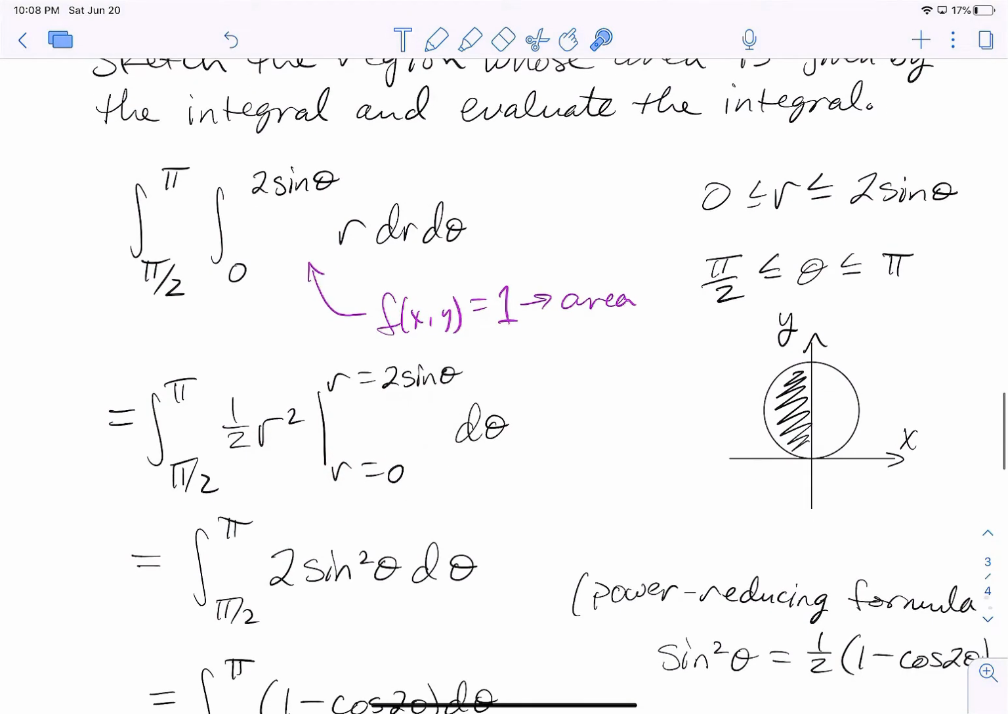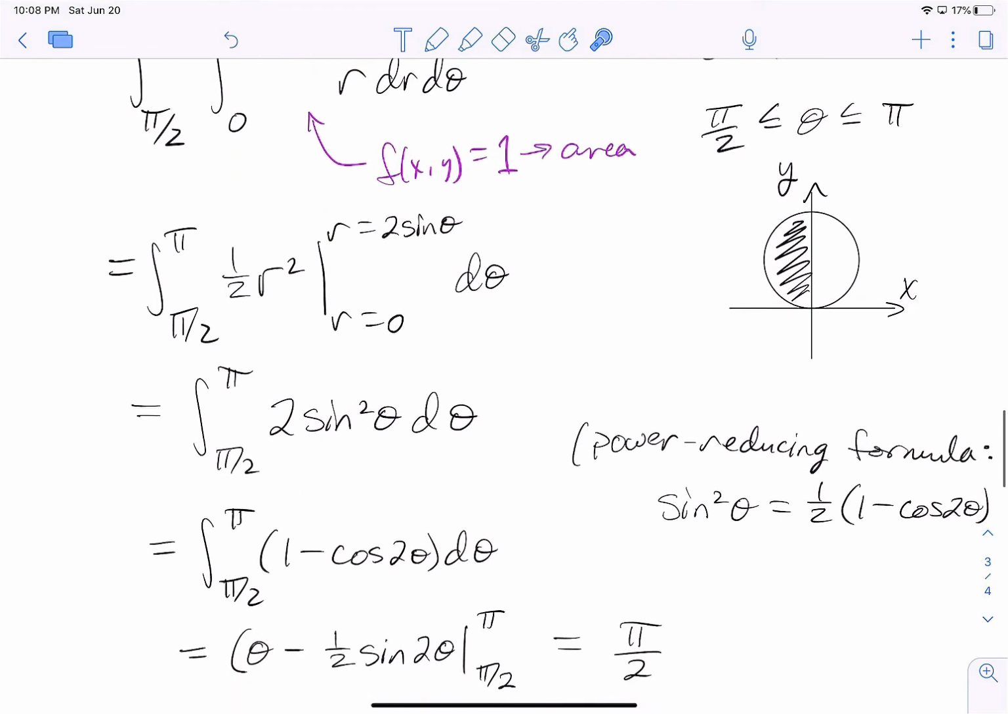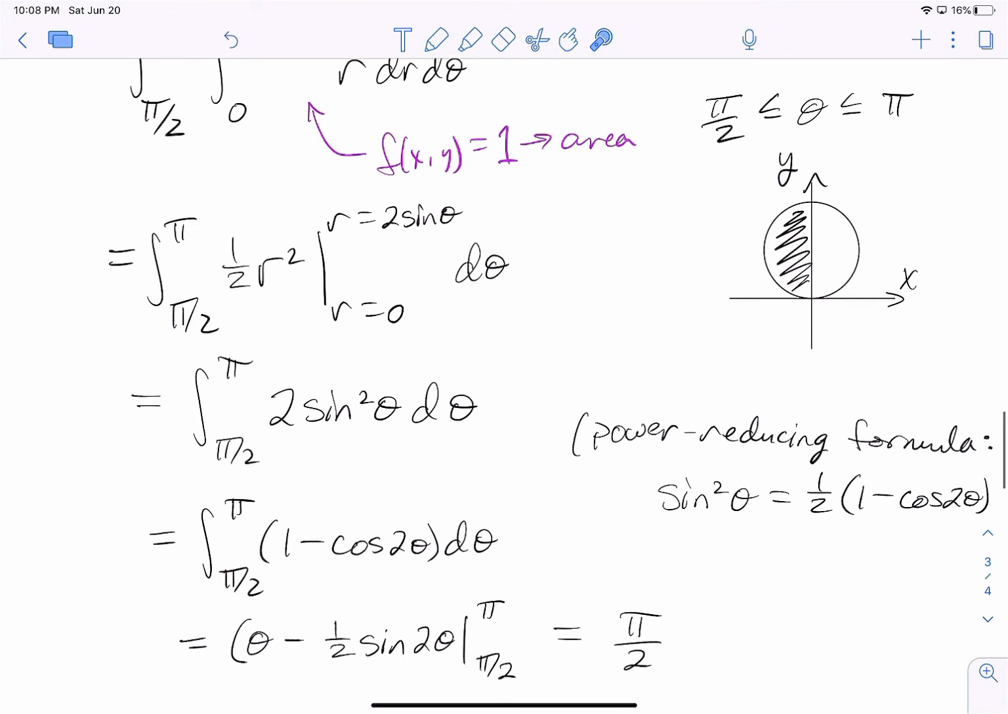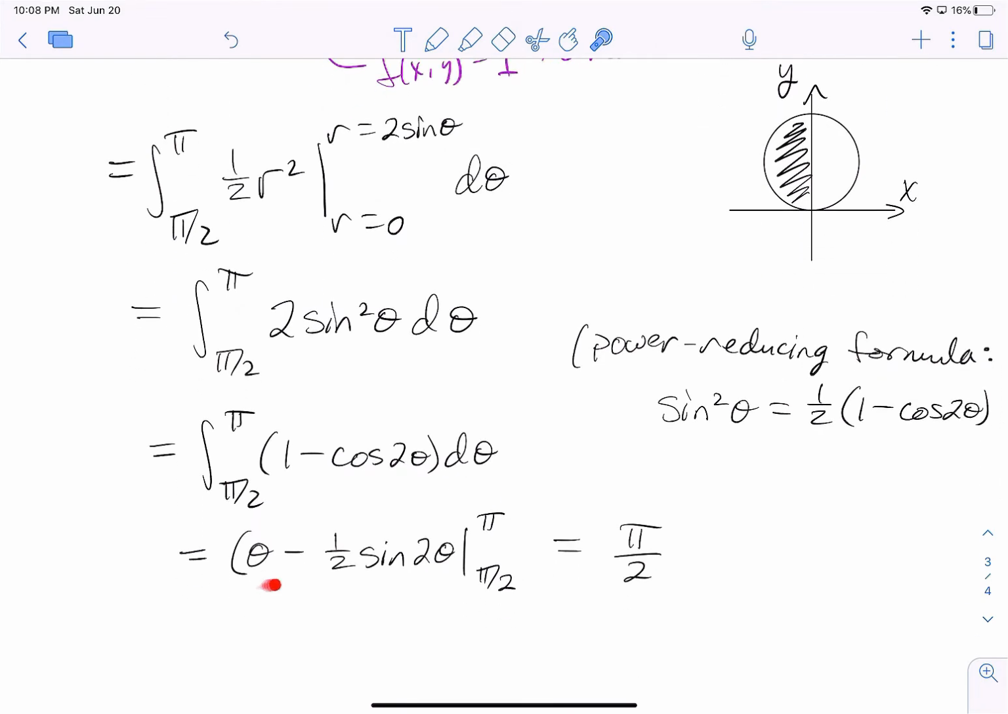Now we have the sine squared of theta that we need to integrate, and I'll remind you that there exists something called a power reducing formula. The sine squared of theta is equal to 1/2 of the quantity of 1 minus the cosine of 2 theta. We then have the integral of that from pi over 2 to pi d theta. That integrates to theta minus 1/2 sine of 2 theta, evaluated from pi over 2 to pi.